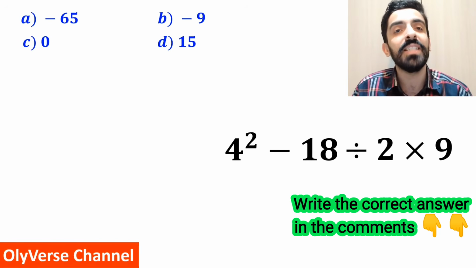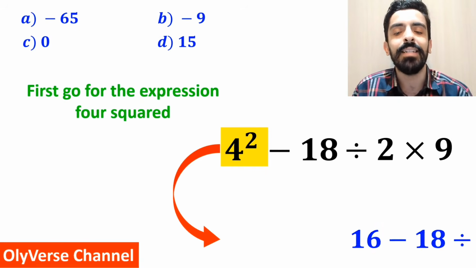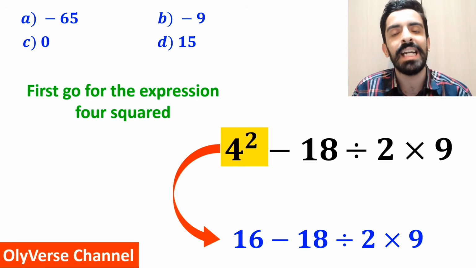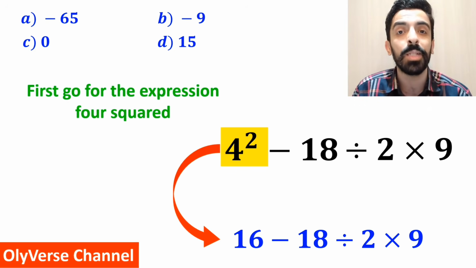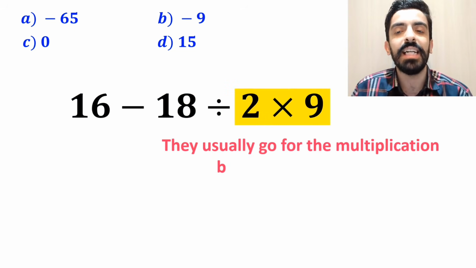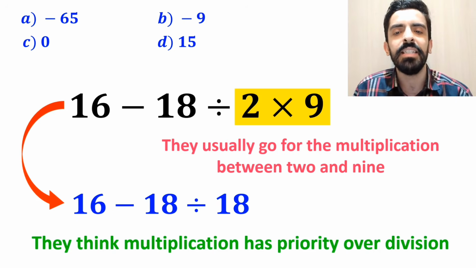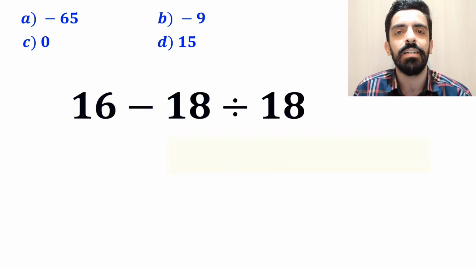Also, some other people when solving this question first go for the expression 4 squared and they simplify to 16 minus 18 divided by 2 multiplied by 9. In the next step, they usually go for the multiplication between 2 and 9 because they think multiplication has priority over division. So, they rewrite this expression as 16 minus 18 divided by 18.